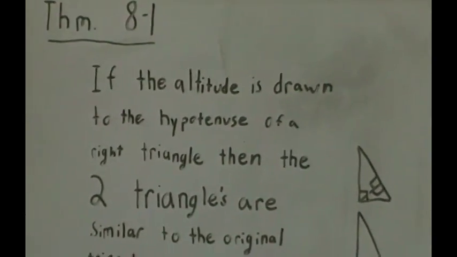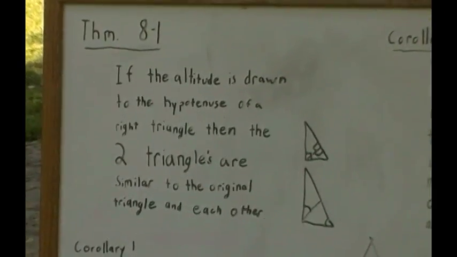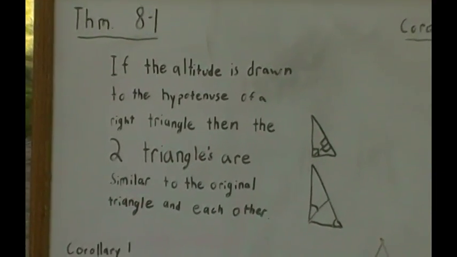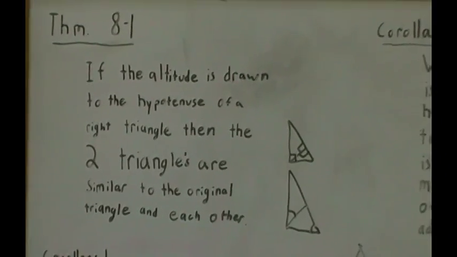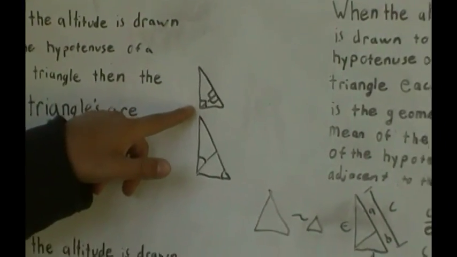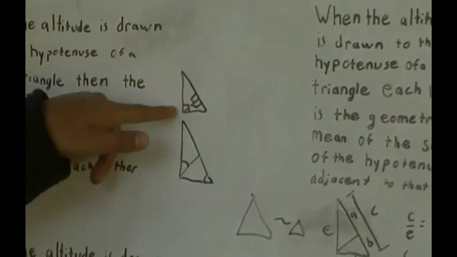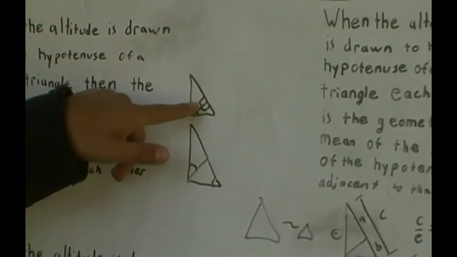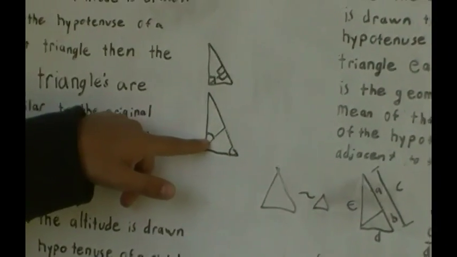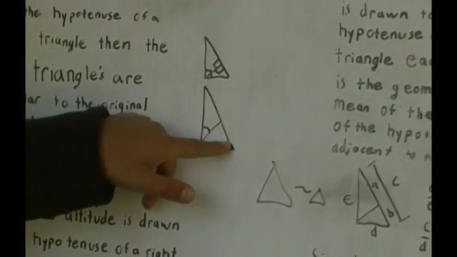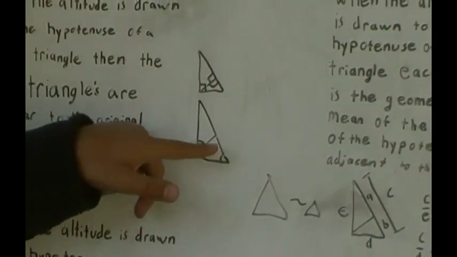Now, in theorem 8.1, if the altitude is drawn to the hypotenuse of a right triangle, then the two triangles are similar to the original triangle and each other. This is because of the angle-angle postulate. These three angles are congruent, these two angles are congruent, but this angle is for the big triangle and the little triangle.